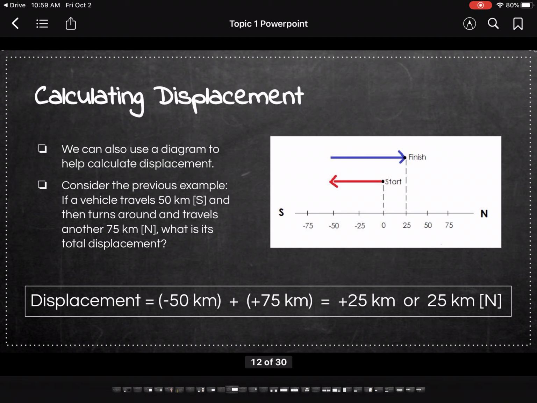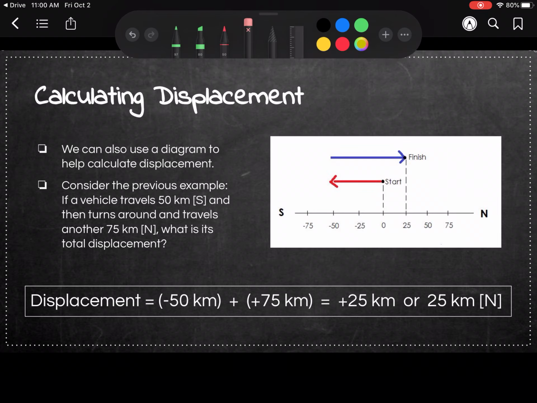So, how we calculate it is what we showed you on the other slide. We can also draw pictures, and this is what they're showing you on this number line. You don't have to have a number line to draw a picture. For me, if I was reading that question, I would put a starting point, if I can.